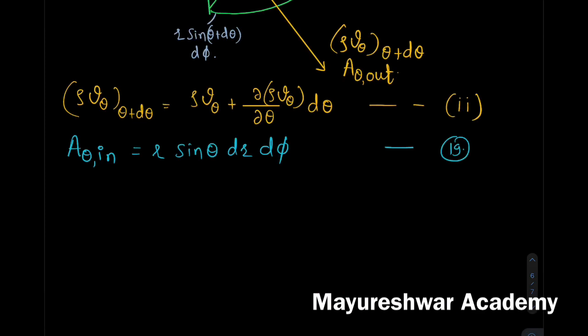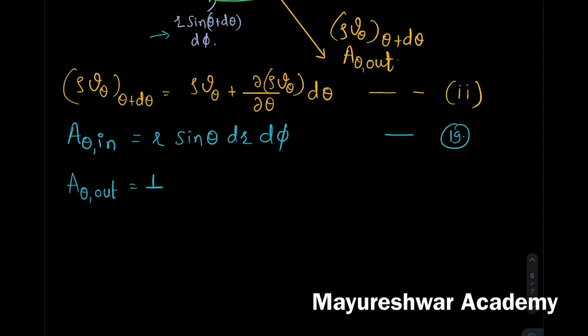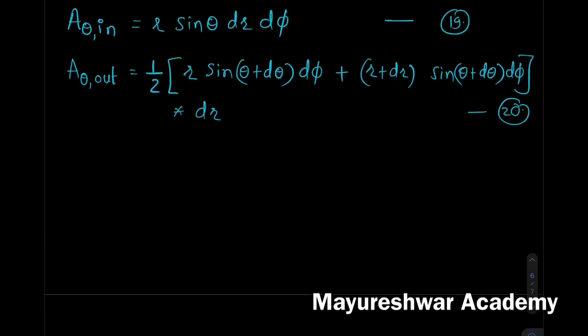Similarly, the area of the outgoing flux, A theta out, is equal to the trapezoidal area. So these two terms multiplied by the height, which is dr. So 1/2 of r sine(theta plus d theta) times d phi plus (r plus dr) multiplied by sine(theta plus d theta) times d phi, multiplied by dr, which is the height.